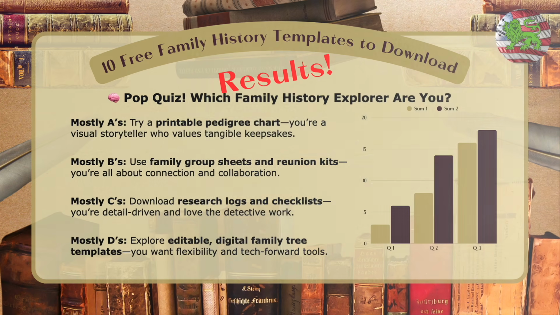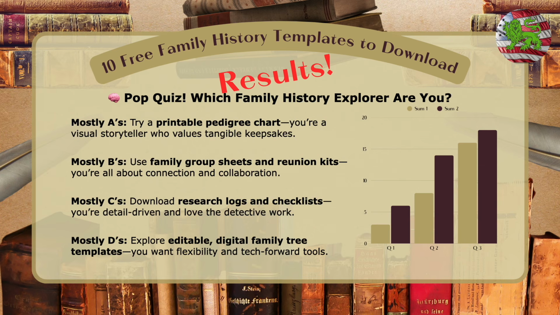Here's the breakdown. If you're mostly A's, try a printable pedigree chart, because you're a visual storyteller who values tangible keepsakes. Mostly B's, use family group sheets and reunion kits. You're all about connection and collaboration. Mostly C's, download research logs and checklists. You're detail driven and love the detective work. And mostly D's, explore editable digital family tree templates, because you want flexibility and tech-forward tools.